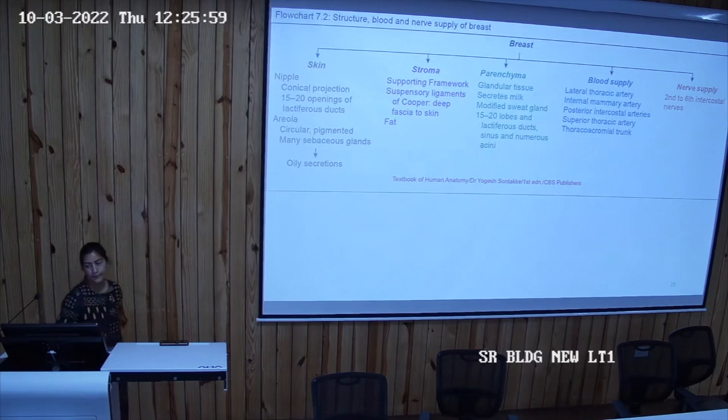Blood supply: lateral thoracic, superior thoracic and thoracoacromial. They are the branches from the axillary artery. Internal mammary is the branch from the subclavian artery. Posterior intercostal artery is the artery of the intercostal space. Nerve supply is T2 to T6 intercostal nerve.